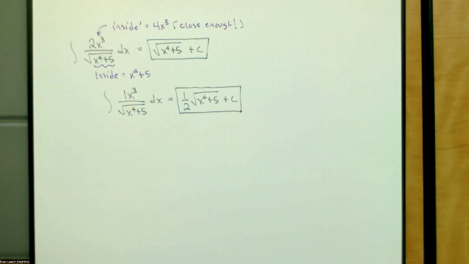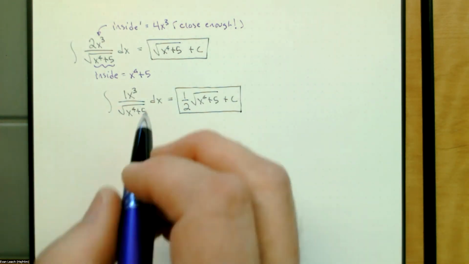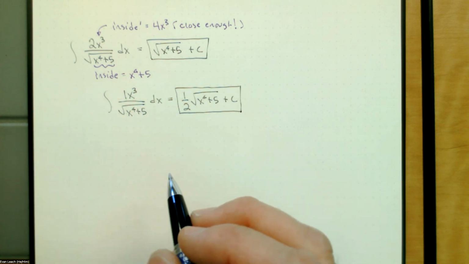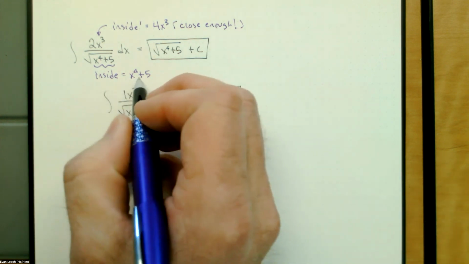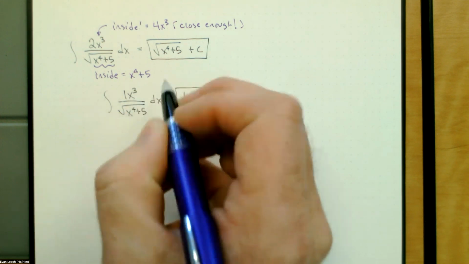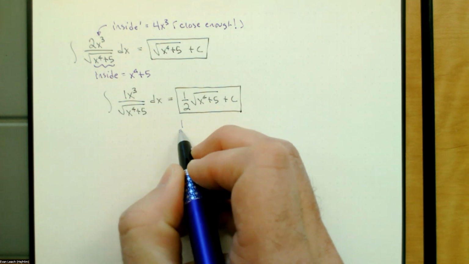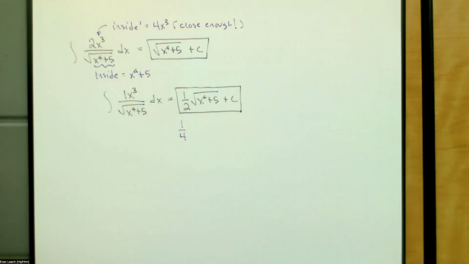The derivative of the inside is 4x to the third. So if the inside is x to the fourth plus 5, the derivative of the inside is 4x to the third. So there must be a 1/4 in there somewhere. That 1/4 is to balance out the derivative of the inside. That's getting rid of that 4x to the third. So there's going to be a 1/4 on the other side.